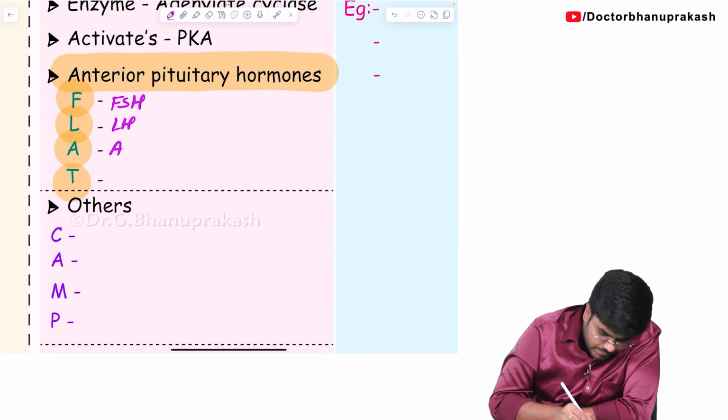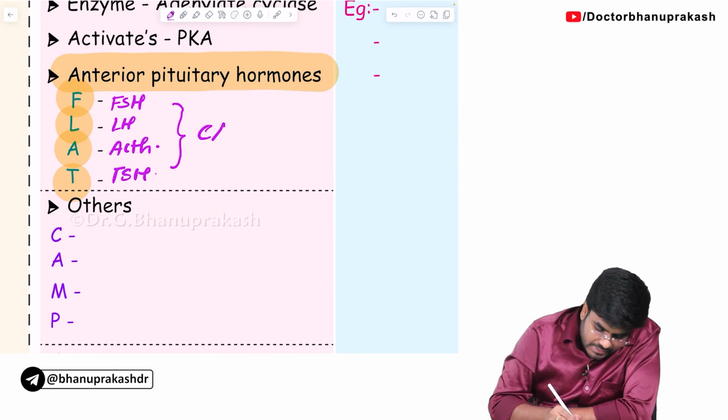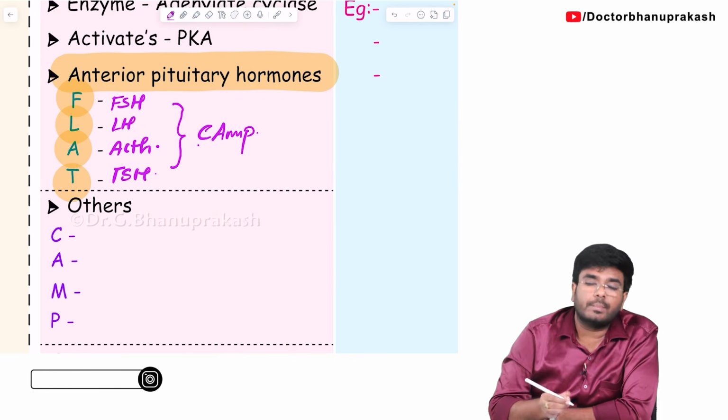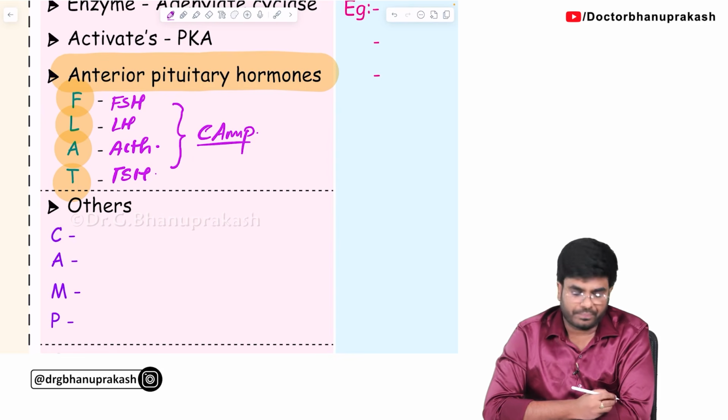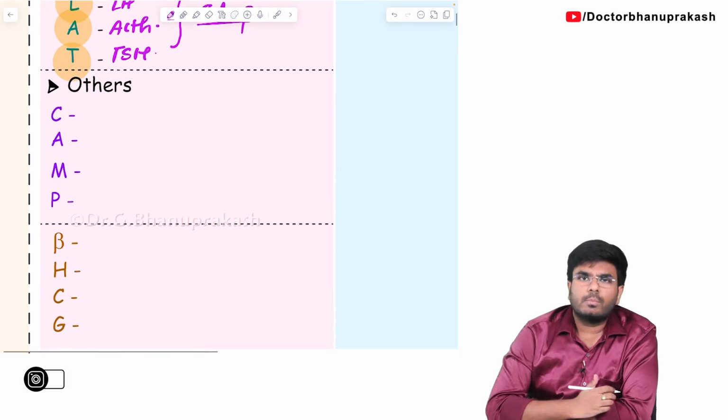LH, ACTH and TSH. All these anterior pituitary hormones, once they are acting on the cells, what do they produce inside the cell? Which secondary messenger? Cyclic AMP. They are all going to act via the cyclic AMP pathway. Done.